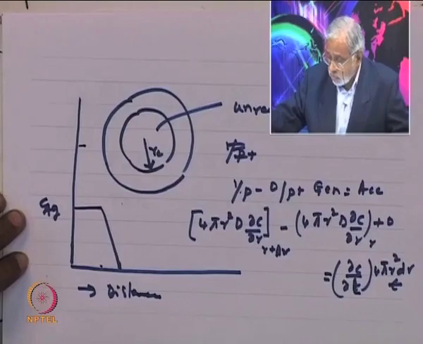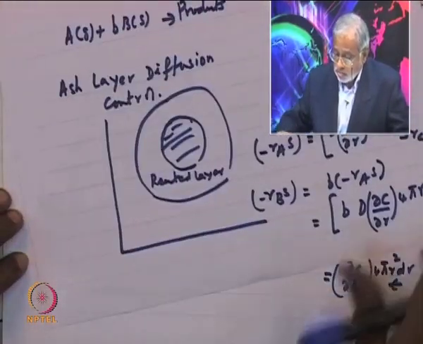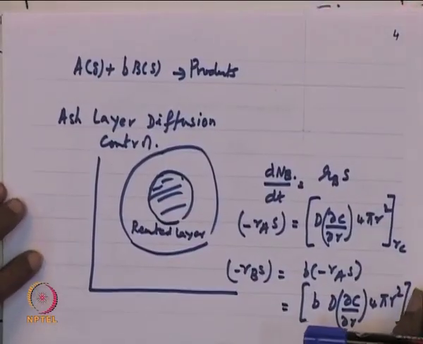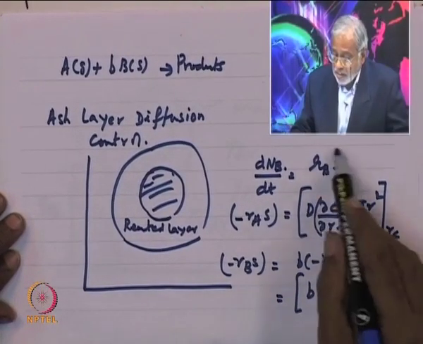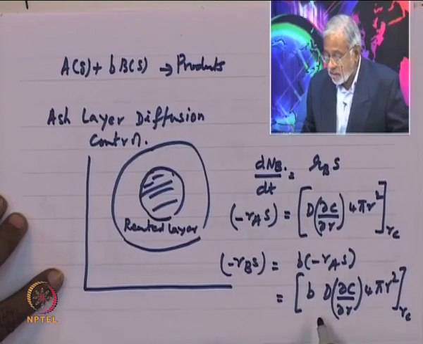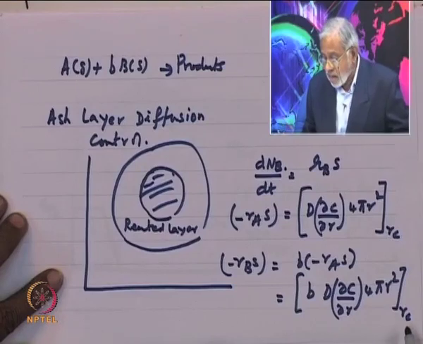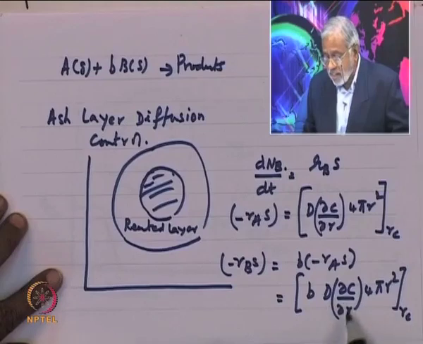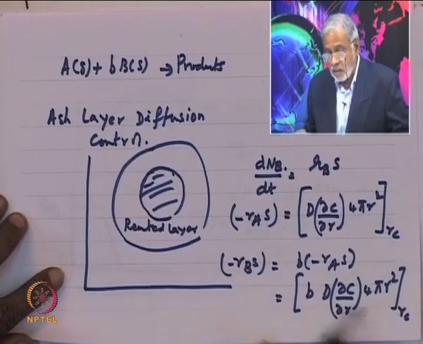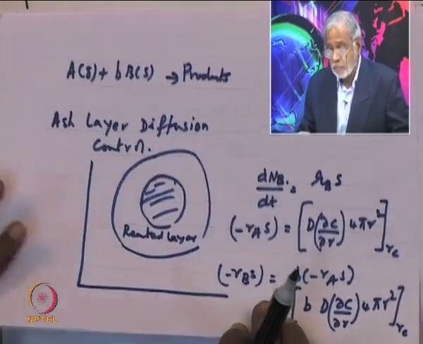We said just now, if you want to understand what is the rate at which the particle is reacting, we must know what is the rate of chemical reaction. We said the rate of chemical reaction is given by b times D del C del r multiplied by 4 pi r squared at r equal to r_c. In other words, the rate of chemical reaction depends upon del C del r, and we need del C del r through our appropriate understanding of the process.